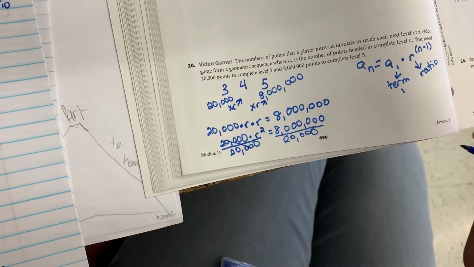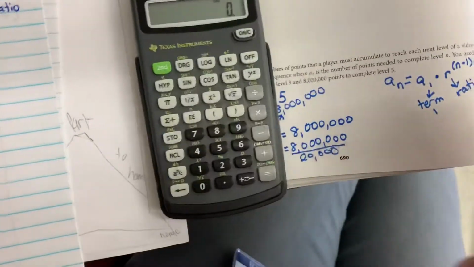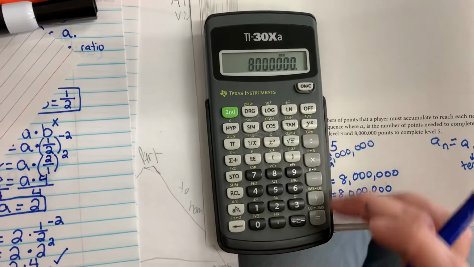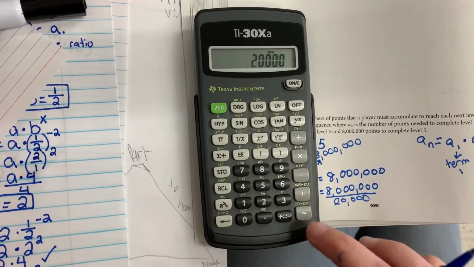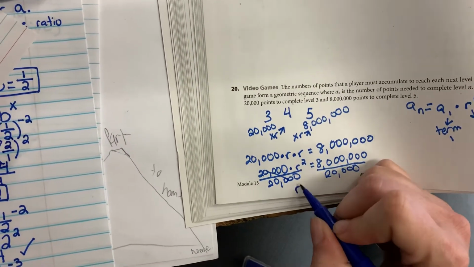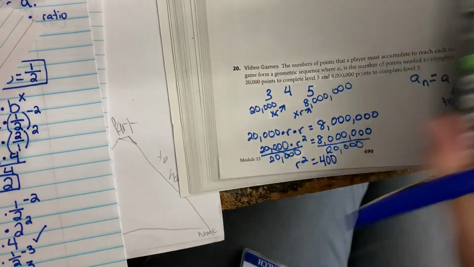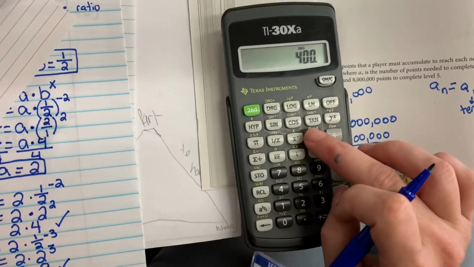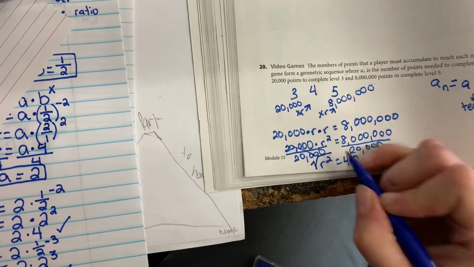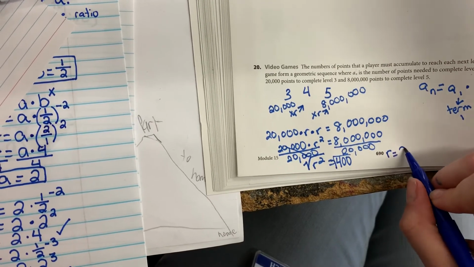Okay, 8 million divided by 20,000. If you want to do it on a calculator, it's fine. 8 with six zeros divided by 20 with three zeros. We get 400. So R squared is 400. And the square root of 400 is 20, because to get rid of a square, we take a square root. So R equals 20.